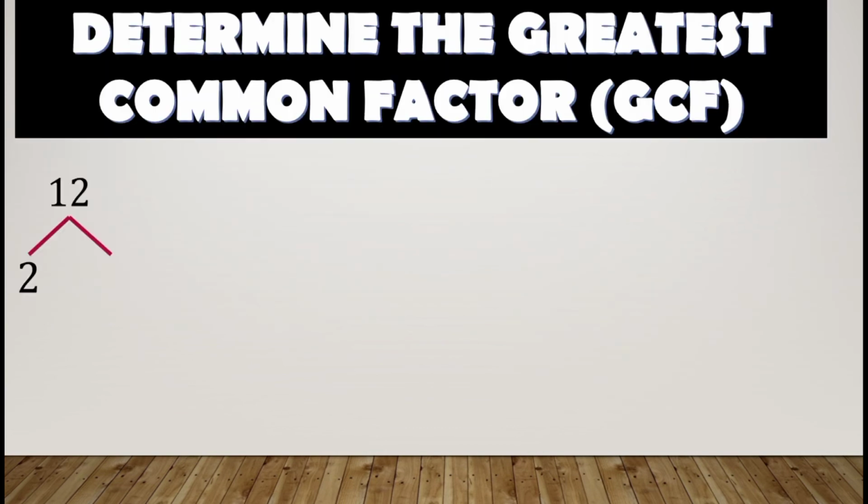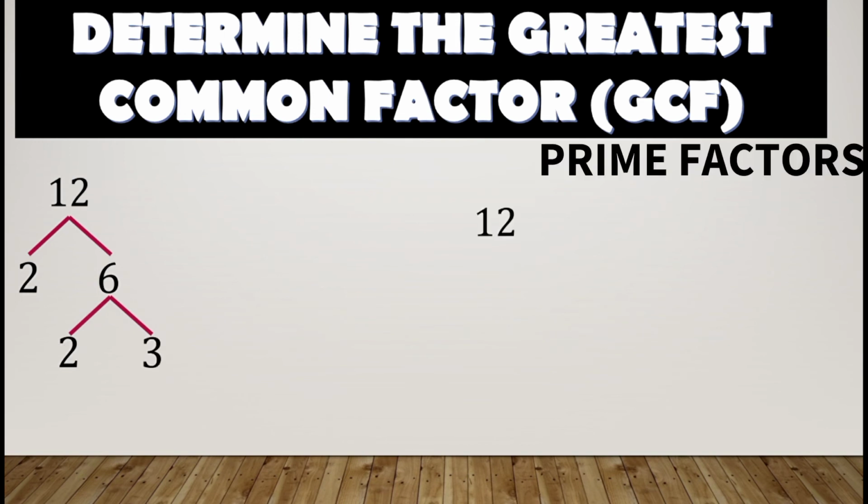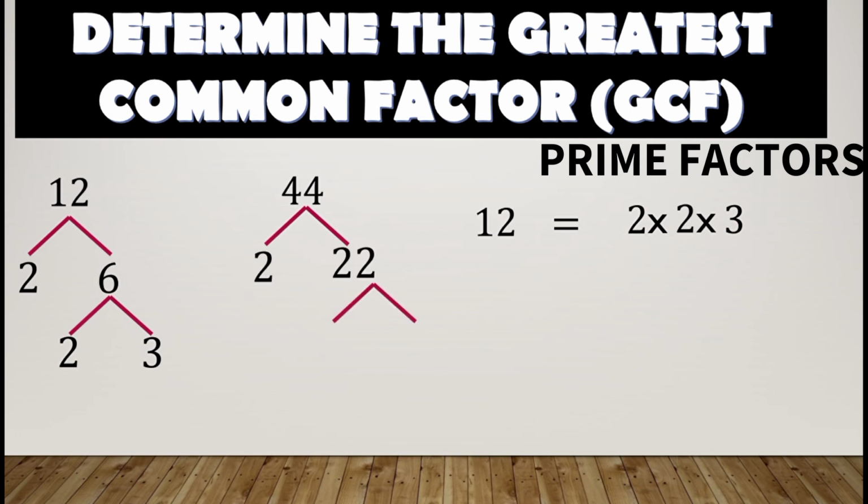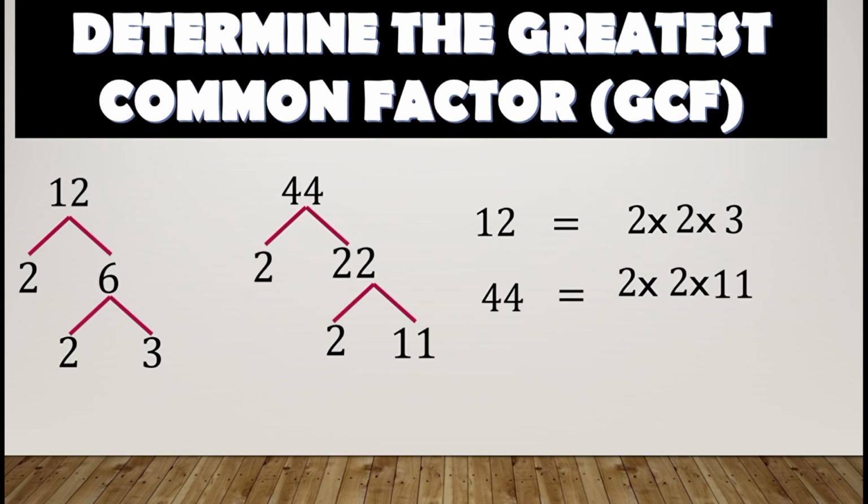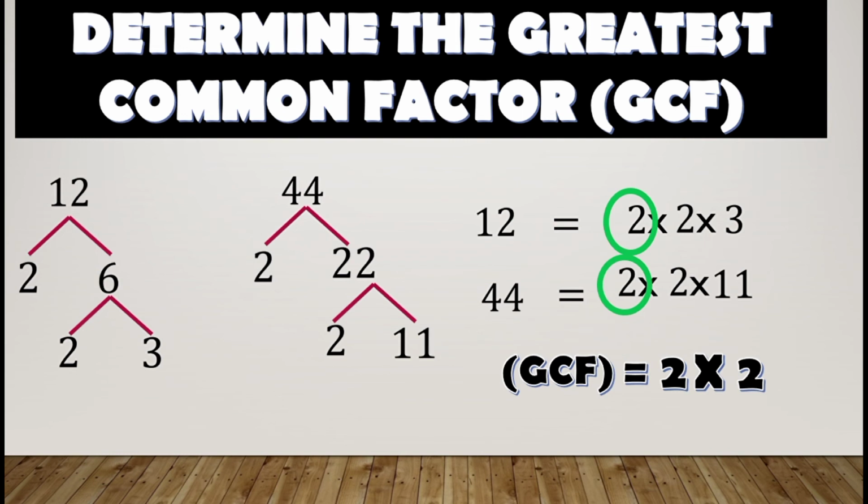So 12 here has factors 2 times 6. 6 has factors 2 times 3. So if we are to write it, we have 2 times 2 times 3. While 44 has factors 2 times 22. 22 is composite, so it has factors of 2 times 11. So the factors of 44 are 2 times 2 times 11. And the common factor between these two numbers would be 2 times 2. The product is equal to 4. Therefore, the greatest common factor is 4.